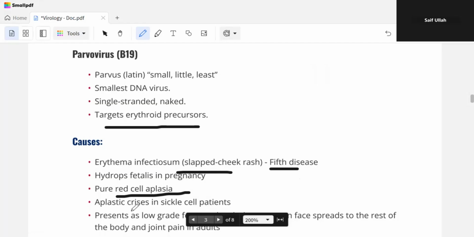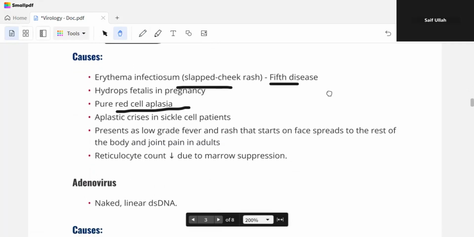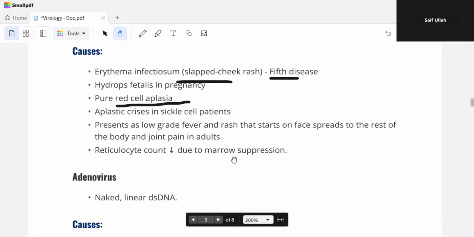Anyway, it also causes aplastic crisis in sickle cell disease, and again, it's targeting the precursor cells, so it can cause aplasia and aplastic crisis, especially in patients who are suffering from sickle cell disease. In adults, it's going to produce joint pain. And the joint pain is going to be similar to rheumatoid arthritis. So you can see RA-like features in individuals who are suffering from parvovirus infection. And the course of infection is going to present with a low-grade fever and rash. That's obviously going to start on the face because it's called slapped cheek rash. So it starts there and then it slowly spreads to the rest of the body.